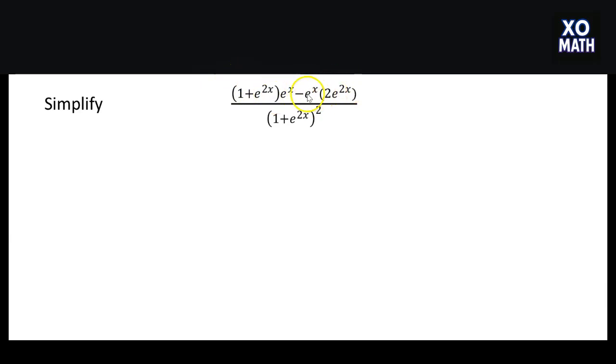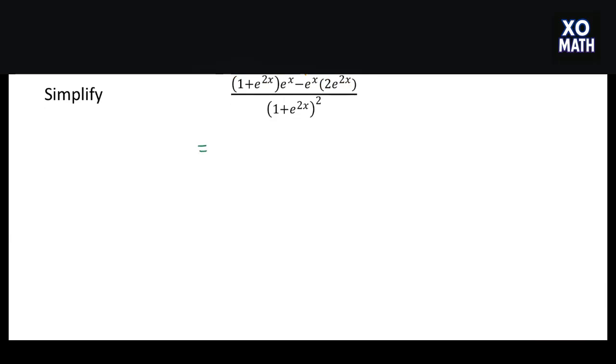I have two terms. So I want to recognize that the two terms in the numerator have something in common. They have an e to the x in common. So I'm going to start this problem by factoring out that e to the x from both terms in the numerator. What I'm going to have left over from the first term is 1 plus e to the 2x. And from the second term, if I factor out an e to the x, I'm going to have minus 2e to the 2x, and then all over the quantity 1 plus e to the 2x squared.